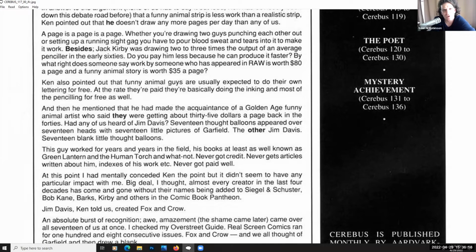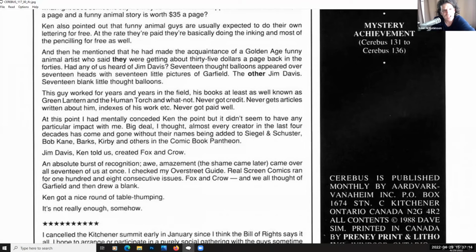Besides, Jack Kirby was drawing two or three times the output of an average penciler in the early 60s. Do you pay him less because he can produce it faster? By what right does someone say work by someone who appeared in Raw is worth $80 a page, and a funny animal story is worth $35 a page? Ken also pointed out that funny animal guys are usually expected to do their own lettering for free. At the rate they're paid, they're basically doing the inking and most of the penciling for free as well.